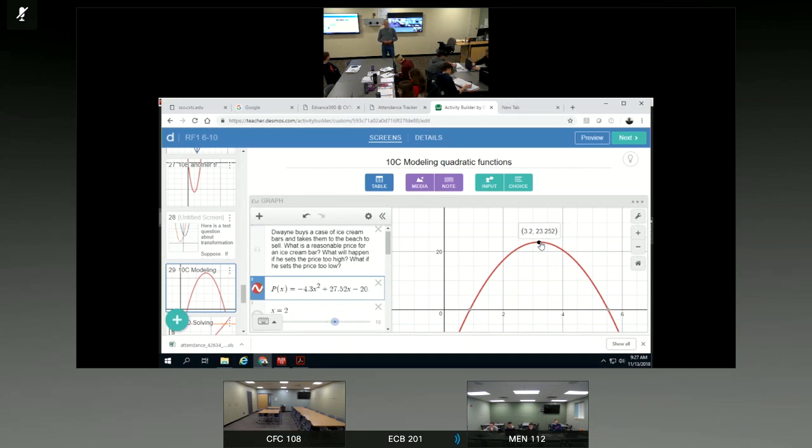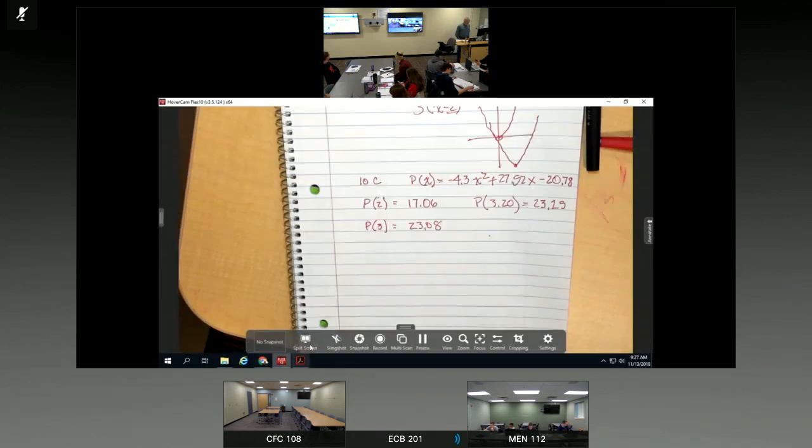Are you picking on Desmos? Everybody capable of graphing that in Desmos? You got it figured out? You got it down? So the best price to sell them for according to the graph is how much? $3.20, and if you do, what do you make for a profit? $23.25. That's not bad. $23.25. Okay, so let's look here.